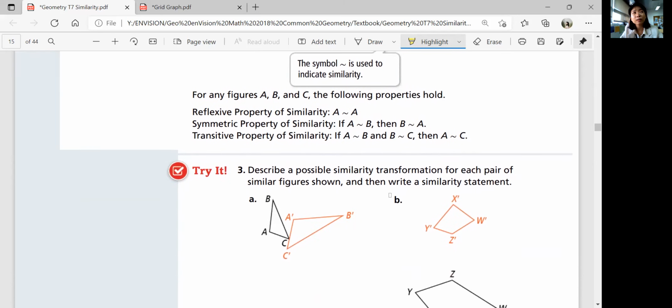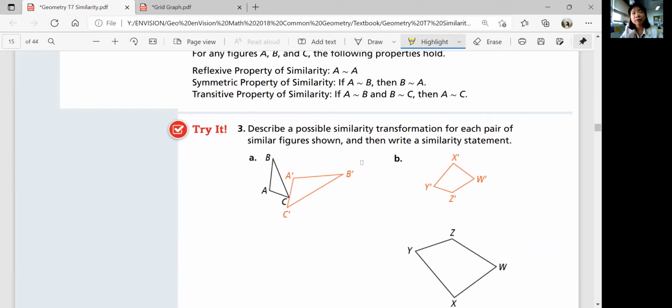Let's try number 3. Describe a possible similarity transformation for each pair of similar figures shown, and then write a similarity statement. So first, write the transformations that you might need to map the black figure to the red figure, the pre-image to the image. And then write a similarity statement, which are similar to which.